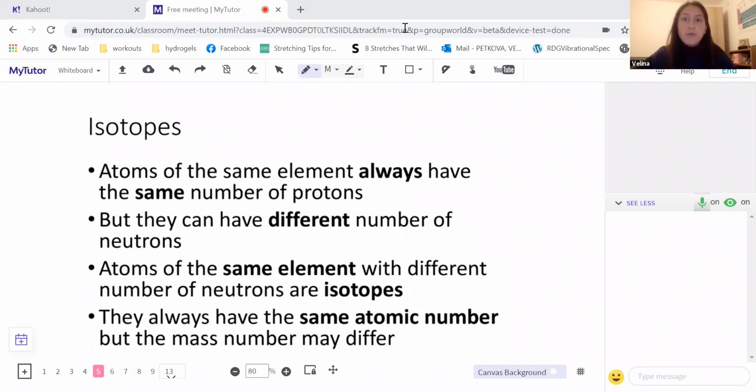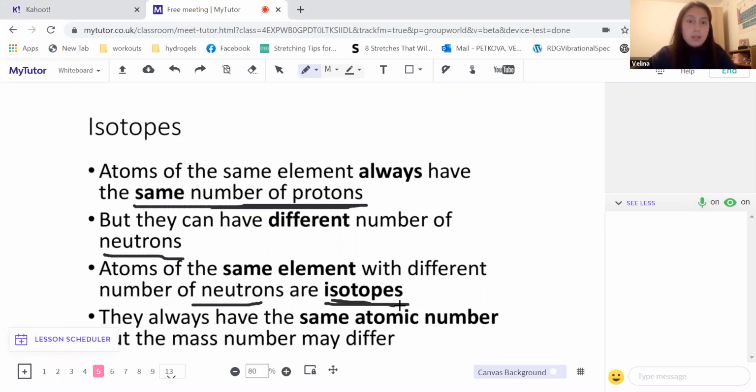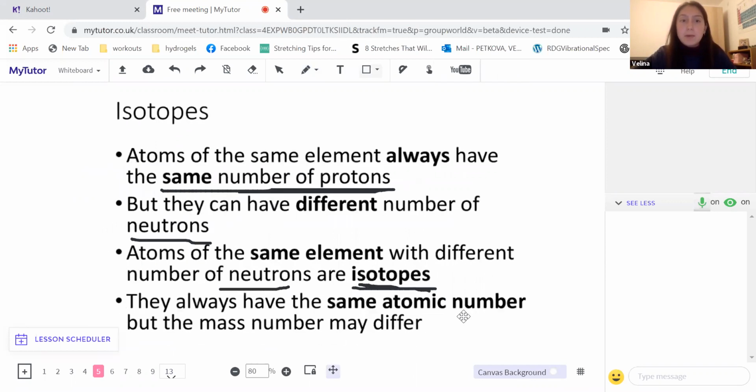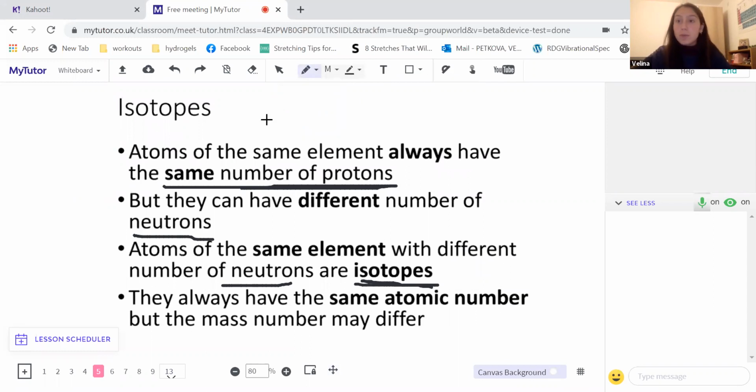So isotopes. Hopefully, some of you guys have met these. So what is an isotope? What to remember is that atoms of the same element always have the same proton number. Okay, so the proton number never changes, but they can have a different number of neutrons in their nucleus. So atoms of the same element with different numbers of neutrons are called isotopes. This is a good word to remember. And they always have the same atomic number, but their mass number may differ, okay? So an isotope will always have the same number of protons and electrons, but its number of neutrons can change. Therefore, its mass number can change.